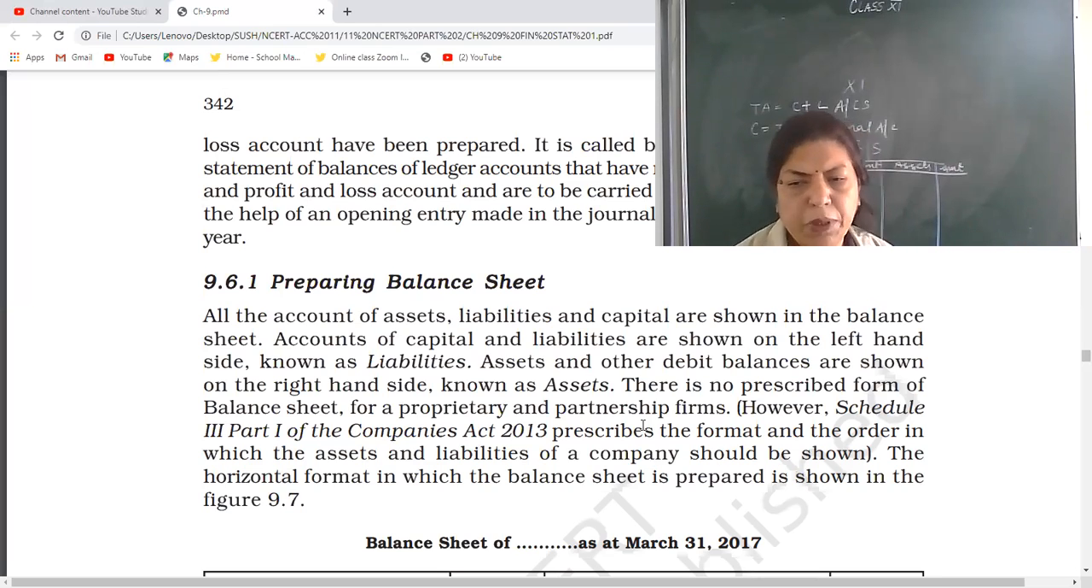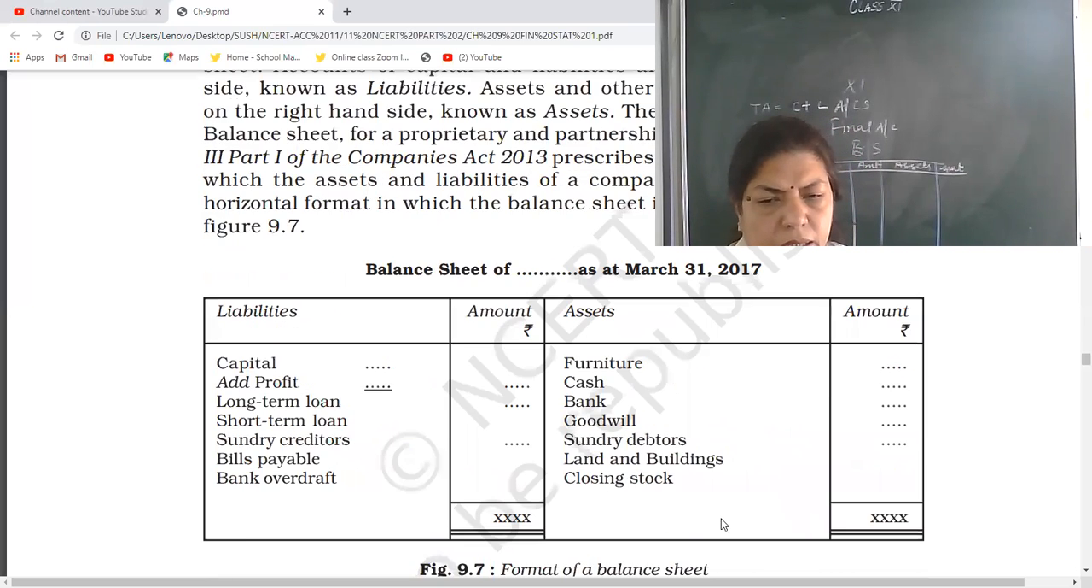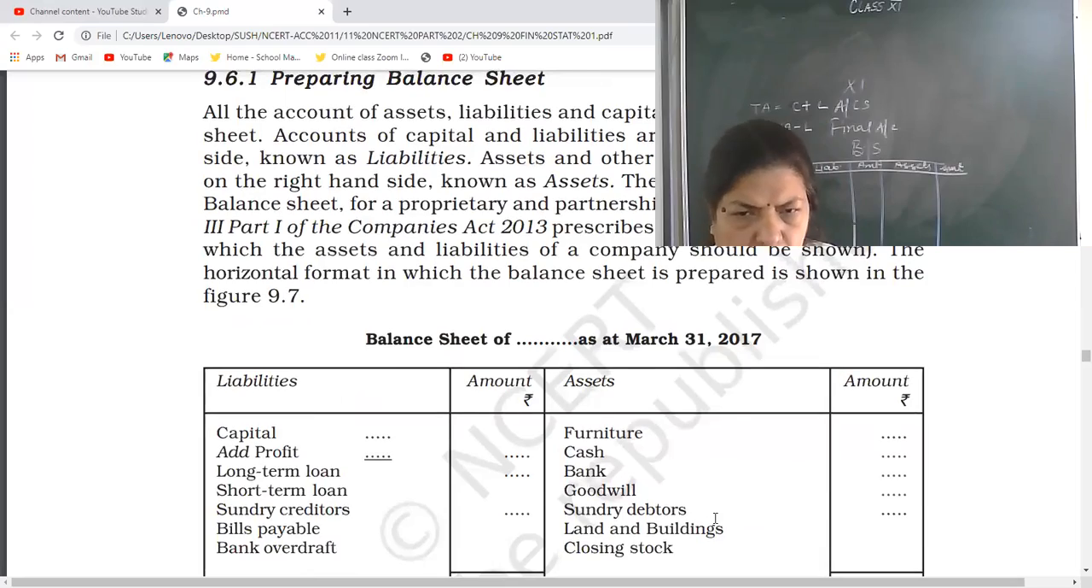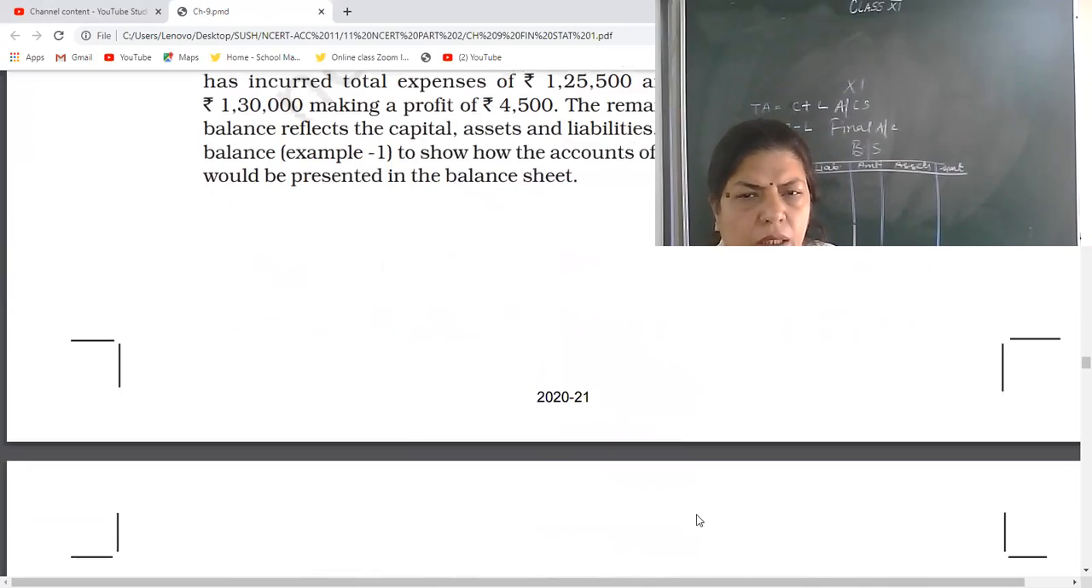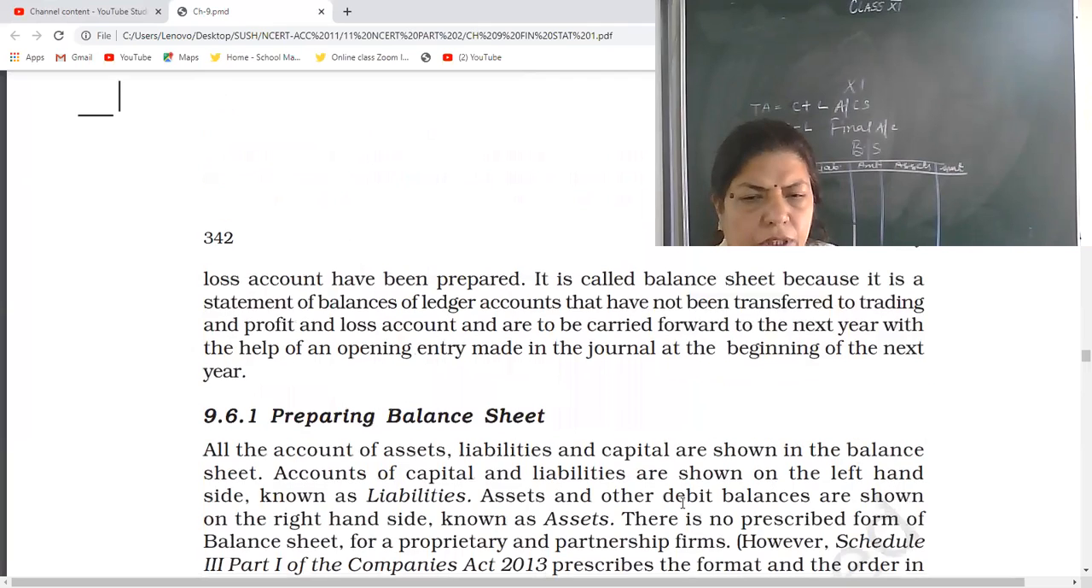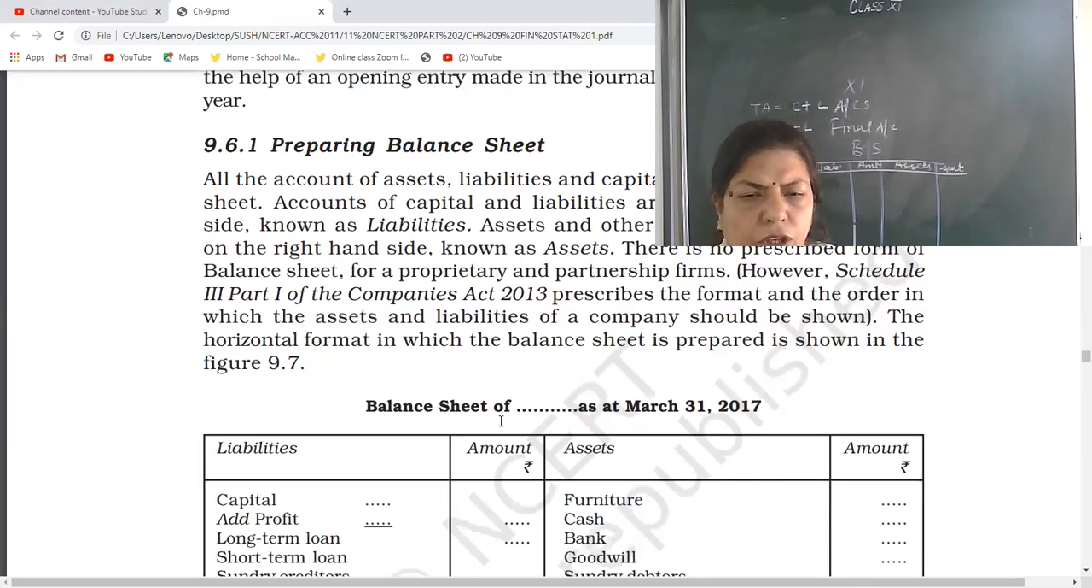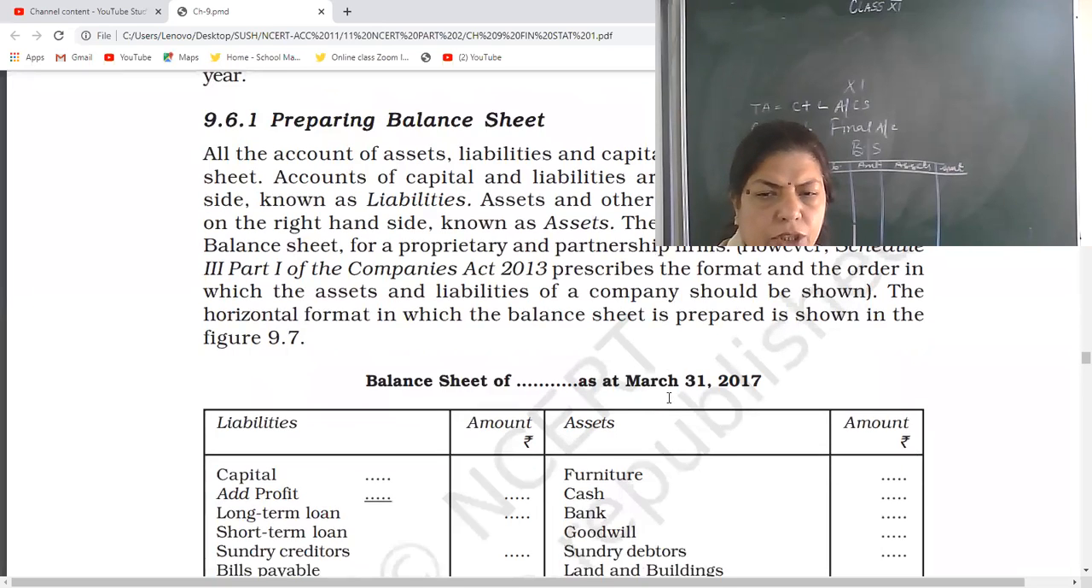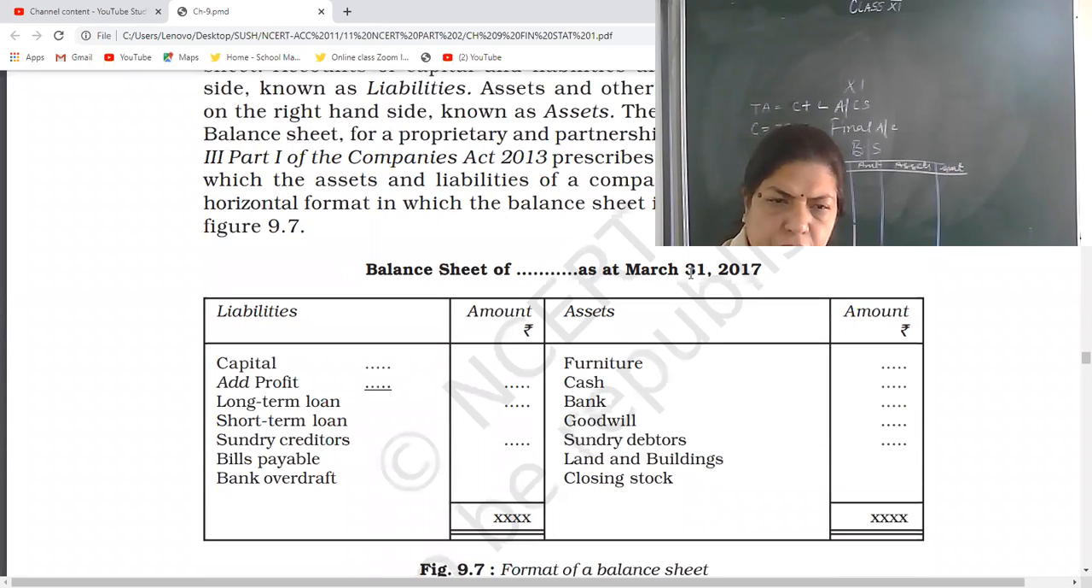Okay, so how to prepare the balance sheet, how to show the balance sheet, this is the format I gave you. I will tell you how to make it. See, first of all, balance sheet of the name of the organization as on or as at, because that shows the financial position on a specific date. This side is capital plus profits minus drawings, then long-term loan, short-term loan, creditors, bills payable, bank overdraft.